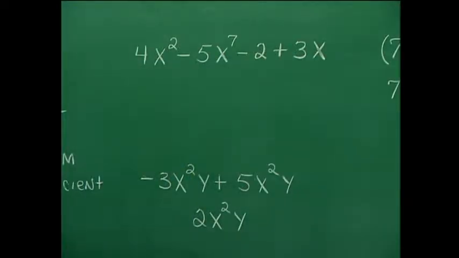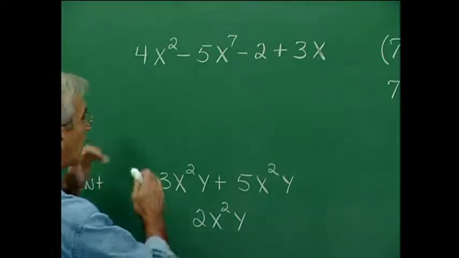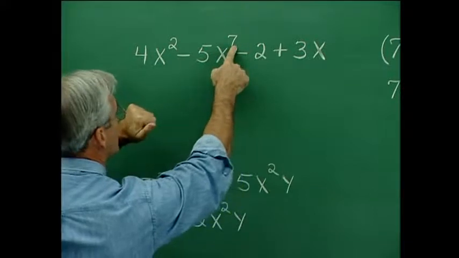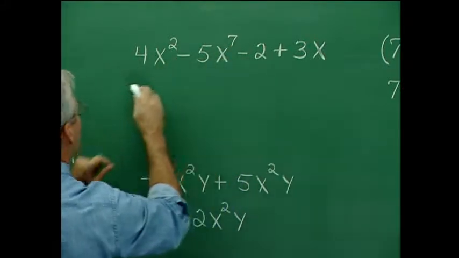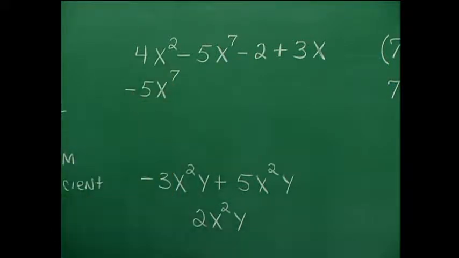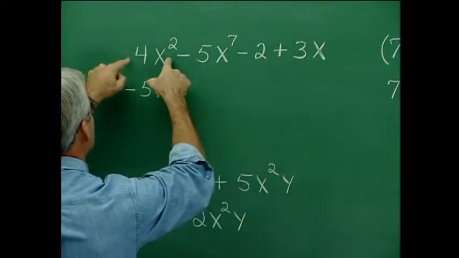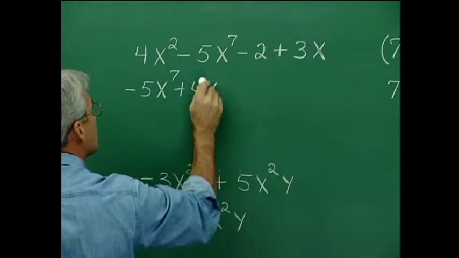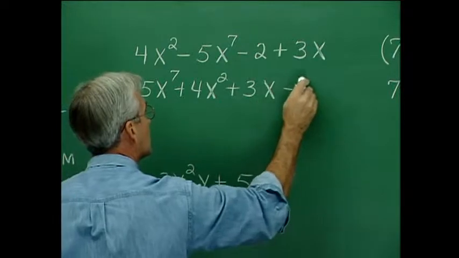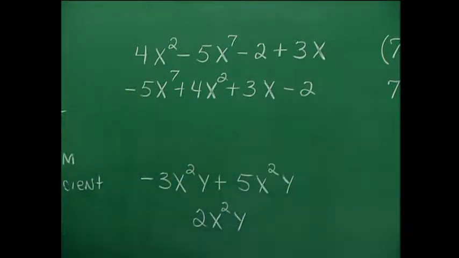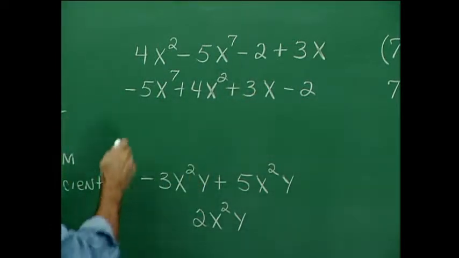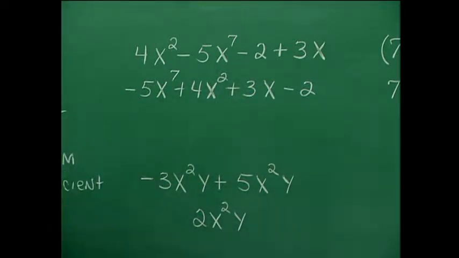Suppose we want to write this polynomial in standard form. We would write the term of highest degree first. We would look through and see that this is the largest exponent on a variable, and so we would write the -5x^7 as the leading term, and then the term of next degree, let's see, that would be this one, and then the 3x, and then the constant -2. So this is a 7th degree polynomial, and the leading coefficient is -5.